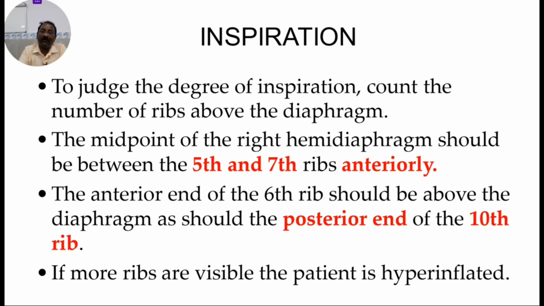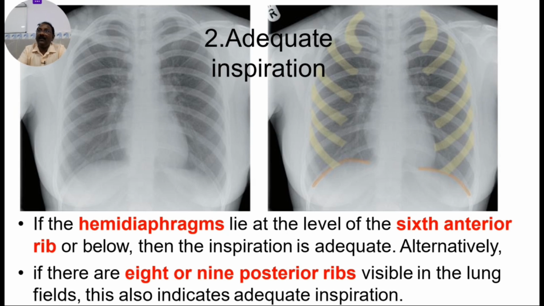If more ribs are visible, the patient is hyperinflated. So let us see that: 5th to 7th anterior and the 10th posterior. What do you mean by this inspiratory fill? See here, count from the anterior side: 1, 2, 3, 4, 5, 6. See the diaphragm at the midclavicular line. It is at the 6th rib on the anterior side. So that is a good inspiratory fill, between the 5th and 7th ribs.